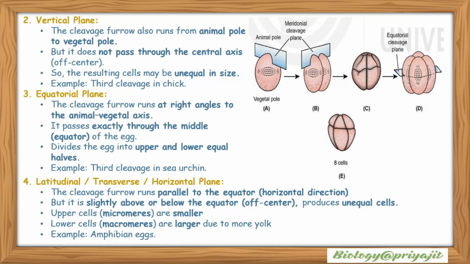Longitudinal or transverse or horizontal plane. Here the cleavage furrow runs parallel to the equator or in the horizontal direction, but it is slightly above or below the equator. It produces unequal cells. Upper cells or micromeres are smaller, but the lower cells or macromeres are larger due to more yolk content. So examples include amphibian eggs.